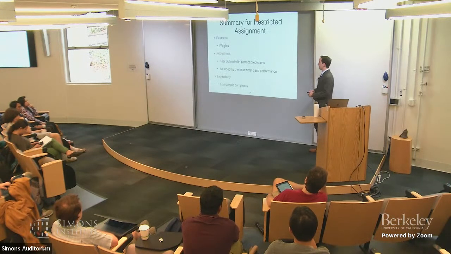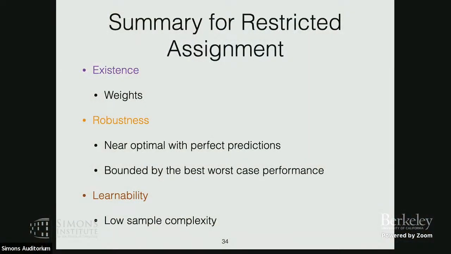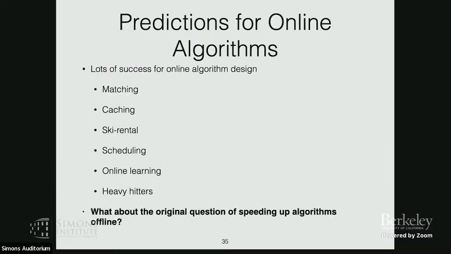All right, so that does it all. So existence, robustness, and learnability. We showed the weights exist. Go beyond the worst case. You gave me good weights. We're robust to errors in the predictions, right? And then we give some evidence that they're learnable. All right, so that's what I want to say about online algorithms.